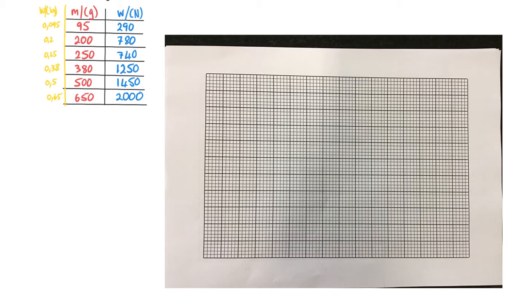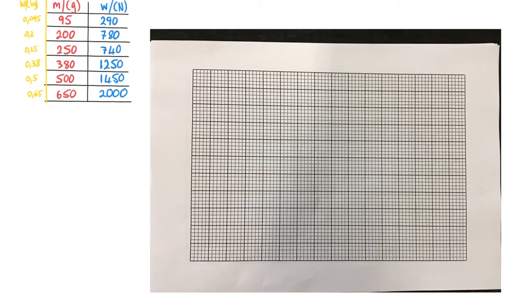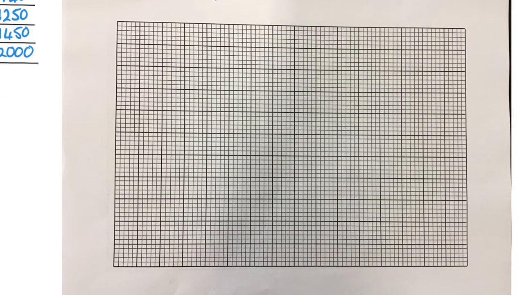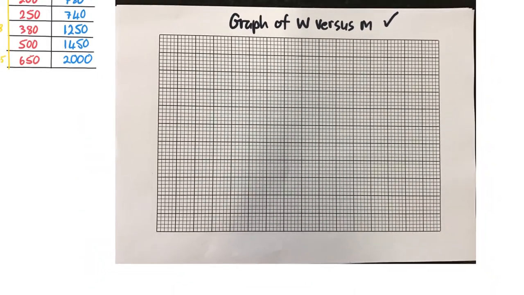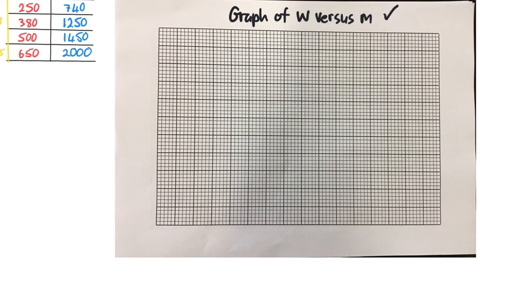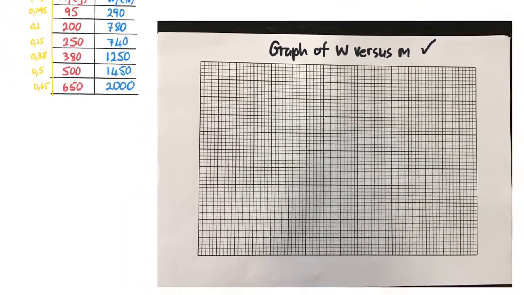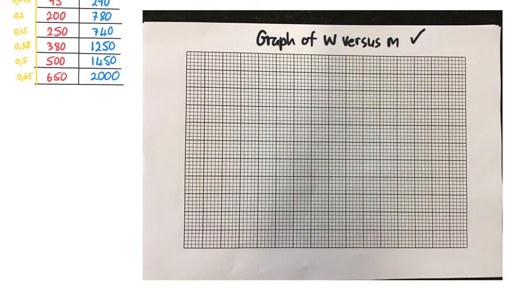And then we start firstly with the title. So this is going to be a graph of the dependent variable, which is the weight, versus the independent variable, which is the mass. So for that you would get a mark. Graph of weight versus mass. Then on the vertical axis, we are going to draw the dependent variable axis. All right. So you would use a ruler.